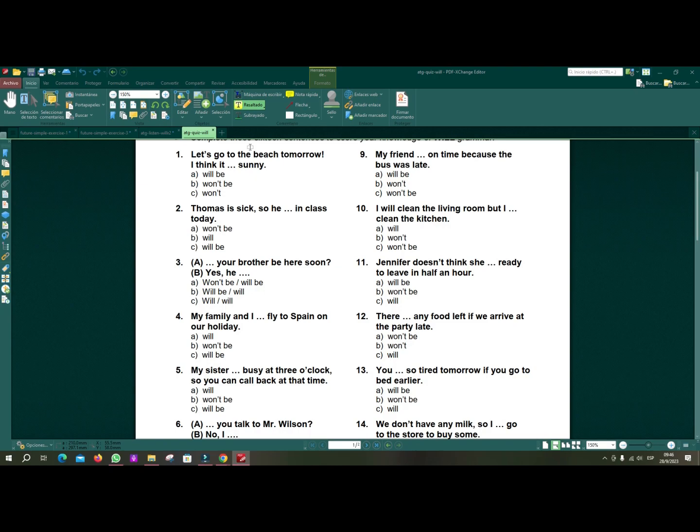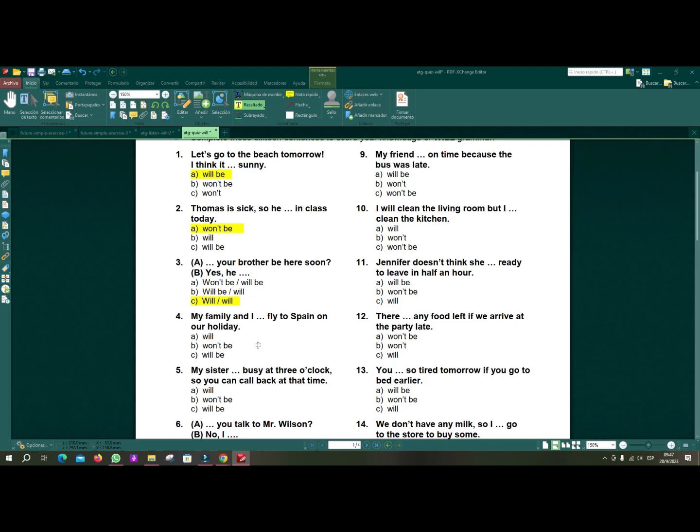What about number one, Mr. Ruben? Let's go to the beach tomorrow, I think it will be sunny. It will be sunny, nice. So letter A. Perfect. Thank you, Mr. Ruben. Mr. Abraham, number 2. Thomas is sick, so he won't be in class today. Excellent. Won't be in class today. Perfect. Thank you. What about 3? Will you be here soon? Yes, he will. Perfect. That is C, right? Yes, he will. Nice. Thank you, Mr. Jose.